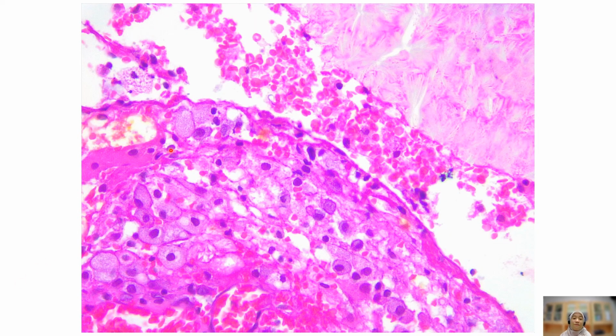These are the macrophages. We can appreciate their foamy cytoplasm. So we call these cells foamy macrophages. These macrophages phagocytose residual breast milk.